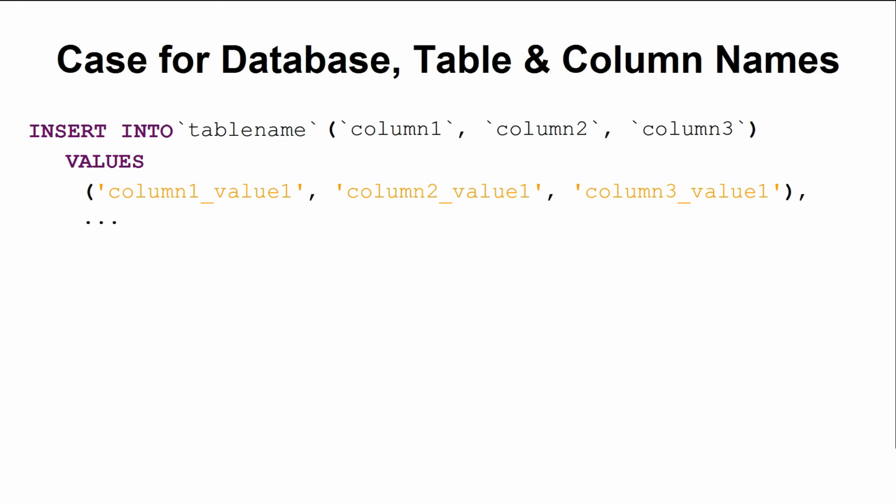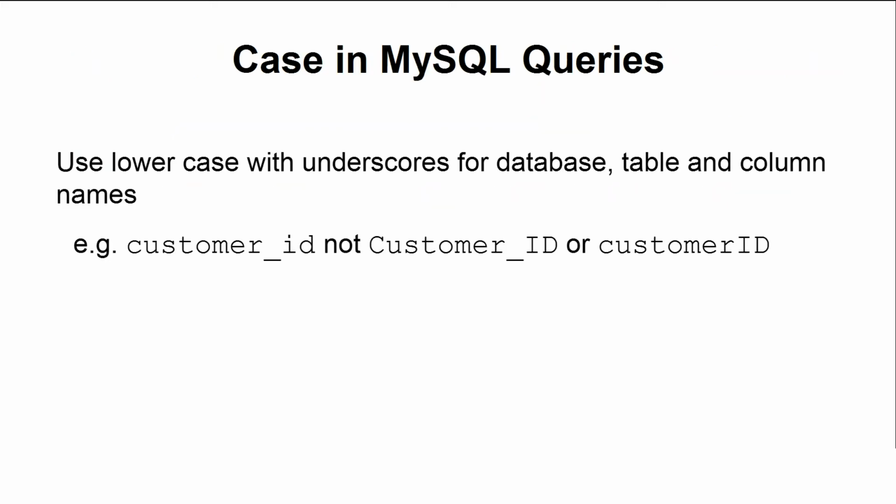Turning to what case to use for the names of database, tables and columns, I recommend using lowercase with underscores in multi-word names for all of these. You will see them in upper and lowercase, and with camel case, where a name consisting of two words is written as one, with the first letter of the second word in uppercase. Using uppercase anywhere can cause problems, however, because the importance of case depends on the operating system we're working on.